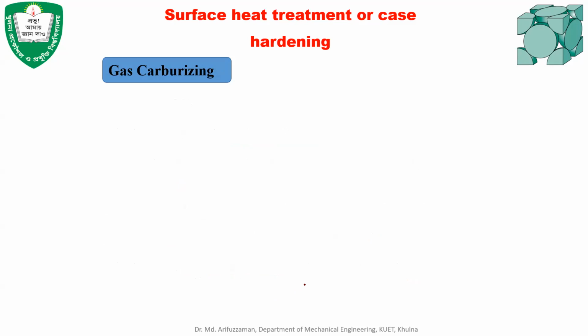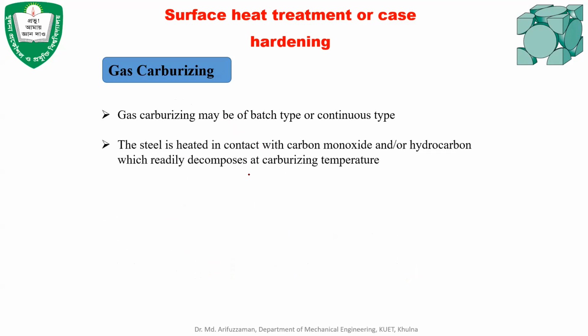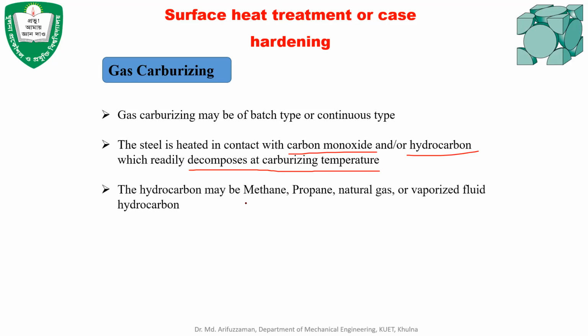Okay, so the next one is gas carburizing. In the case of gas carburizing, it's a batch type process, or sometimes it can also be continuous type. The steel is heated in contact with carbon monoxide or hydrocarbon, which is the carburizing compound and readily decomposes at carburizing temperature. At carburizing temperature, this hydrocarbon or carbon monoxide can decompose into carbon and oxygen. And the hydrocarbon may be methane, propane, natural gas, or vaporized liquid hydrocarbon.